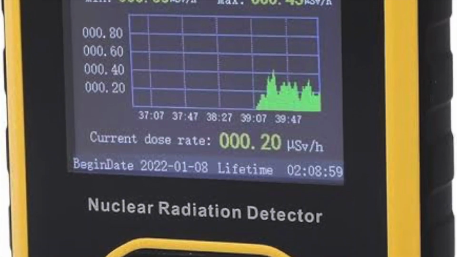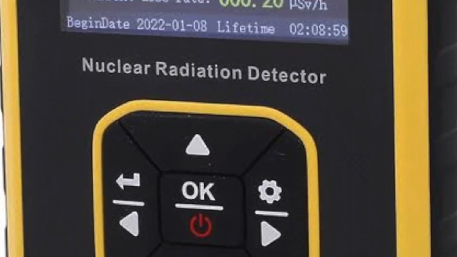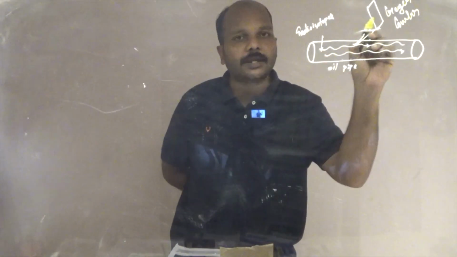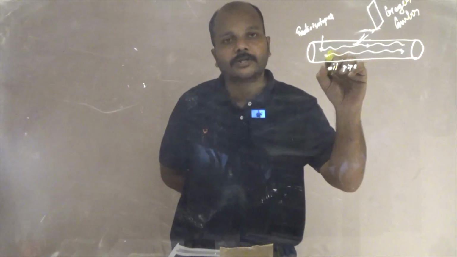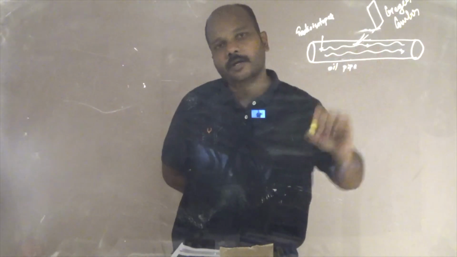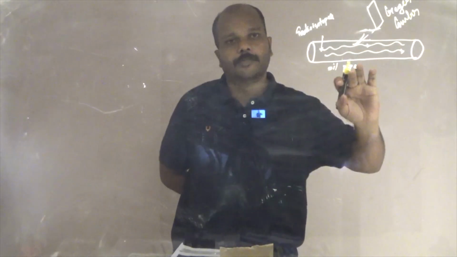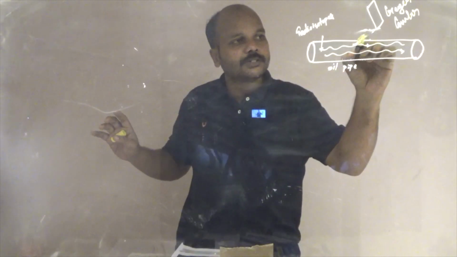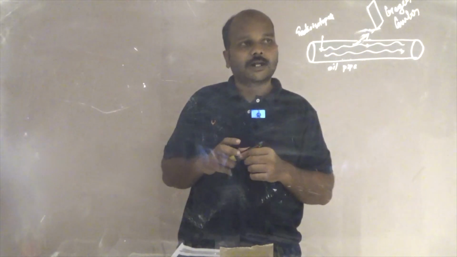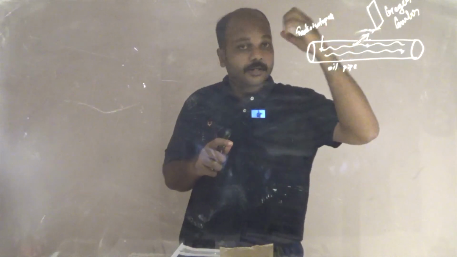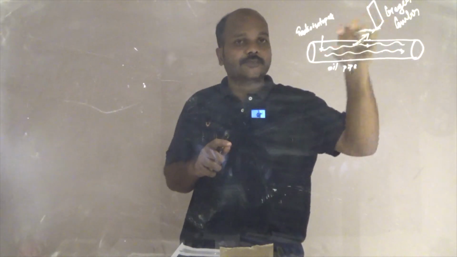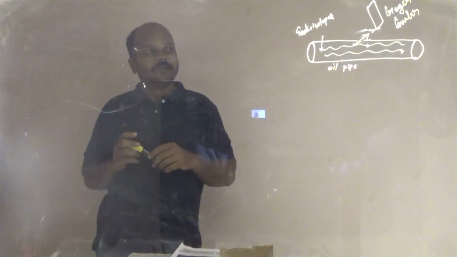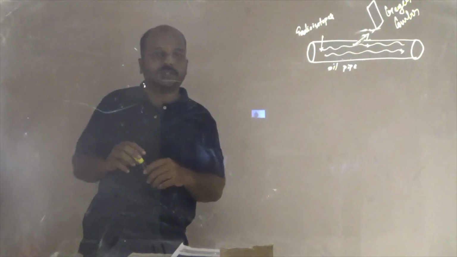If there is no leak, then what will happen? There won't be any radioactive isotopes going outside the pipe, so there won't be any radiation. If there is a leak, then obviously there is a passage of this oil, and ultimately the radiation will be there outside, and the Geiger counter will detect the presence of radioisotopes.